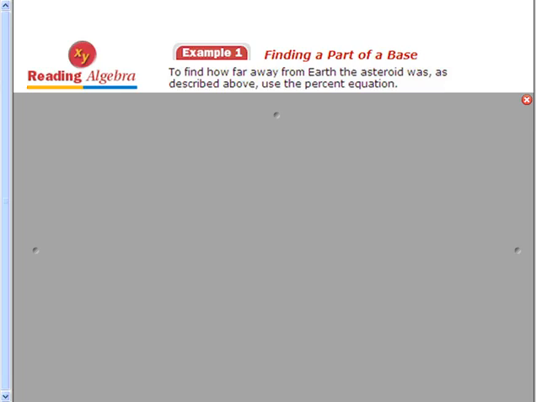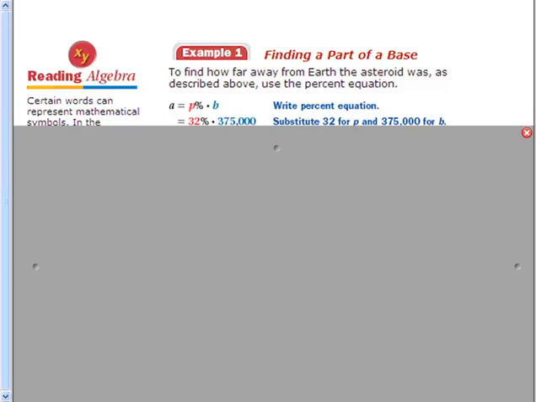All right, let's look at example 1 back in our book. Finding a part of a base. To find how far away from Earth the asteroid was, as described above, we're going to use the percent equation. Our percent equation is A, that's the part. A equals P percent times B. B is the whole, just like it was in our proportion.